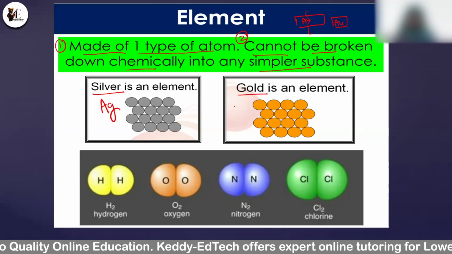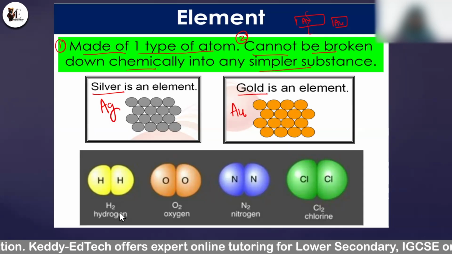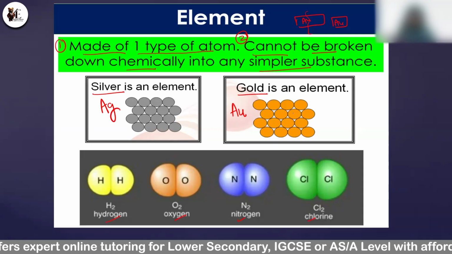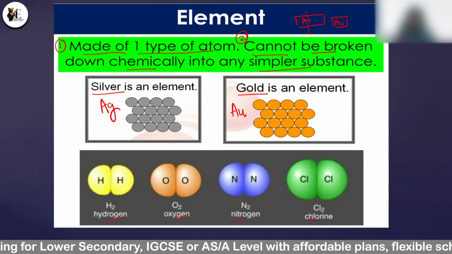Gold is an element. Its chemical symbol is Au. Okay. These hydrogen, oxygen, nitrogen, and chlorine, they are your molecules. Molecules are made when two or more atoms combine with each other.